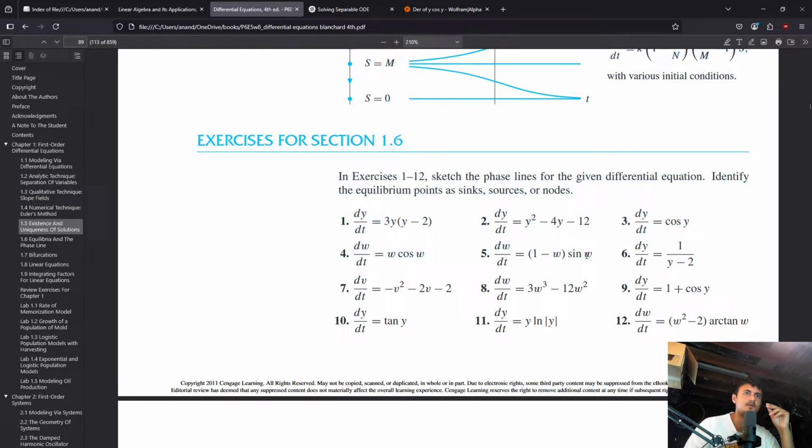Okay, so we have one at 1, 0, and pi k, so pi k for all k, and 1. All right, so let's just do that. So 5, we're going to have 1 minus w sine w. So we have 0, 1, pi, minus pi.